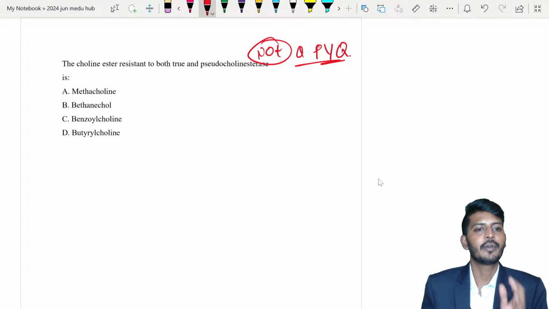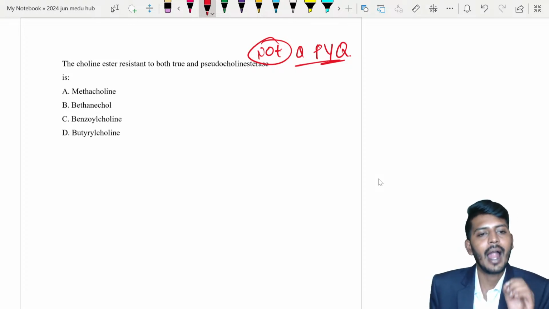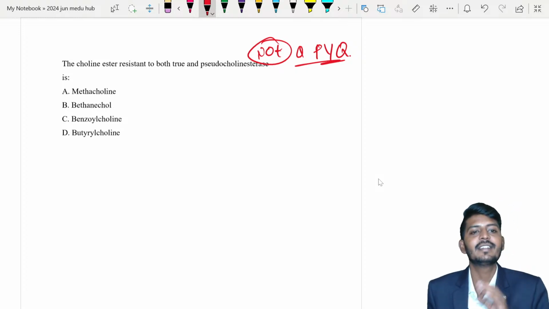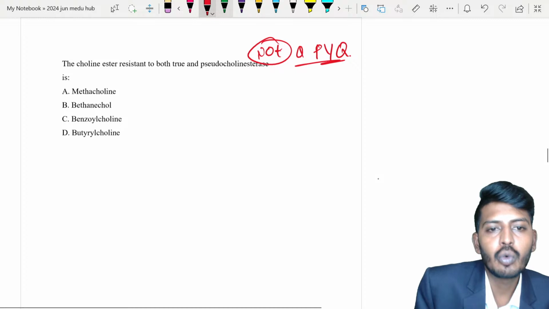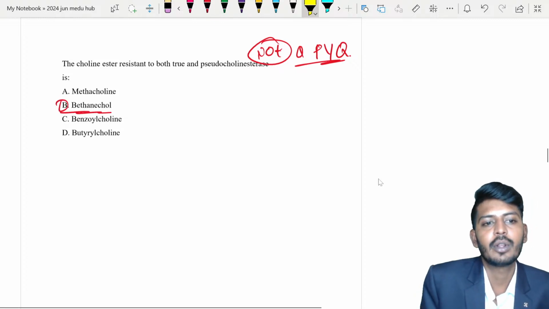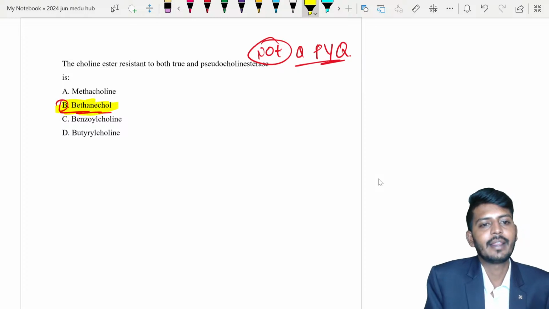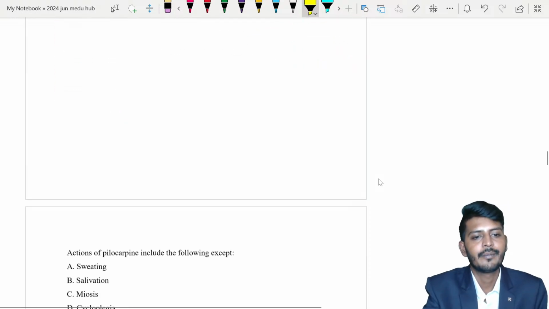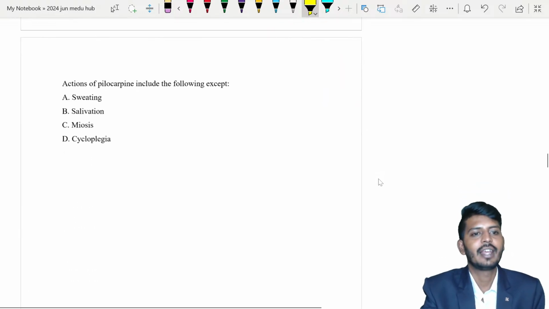So we have methacholine, bethanechol and benzyl choline, butyryl choline, among all of which the one resistant to both true and pseudo cholinesterase is bethanechol. Bethanechol is resistant to both of them. So this is a fact. याद रखो bethanechol. Okay. चलिए, let's go to the next one.